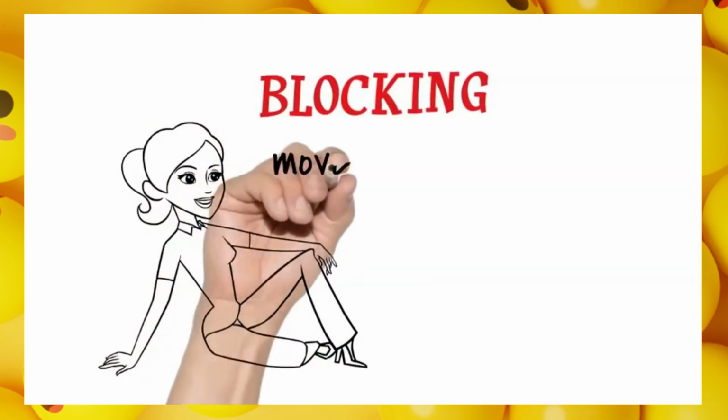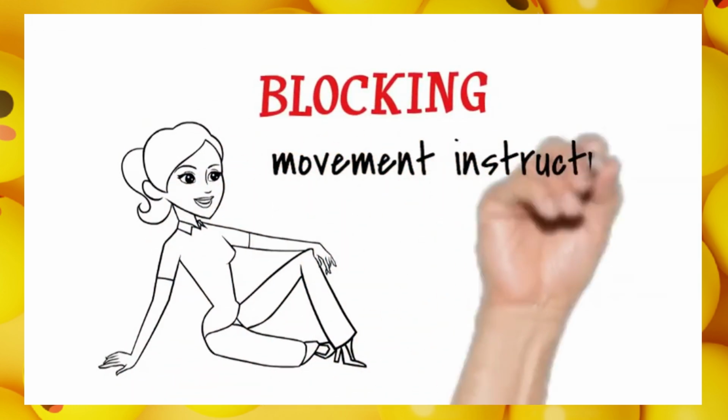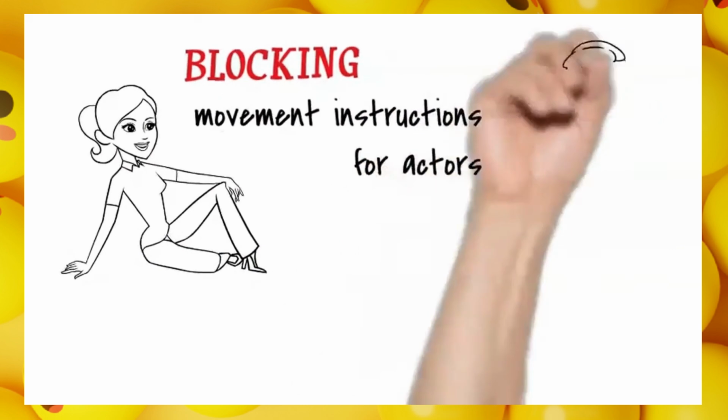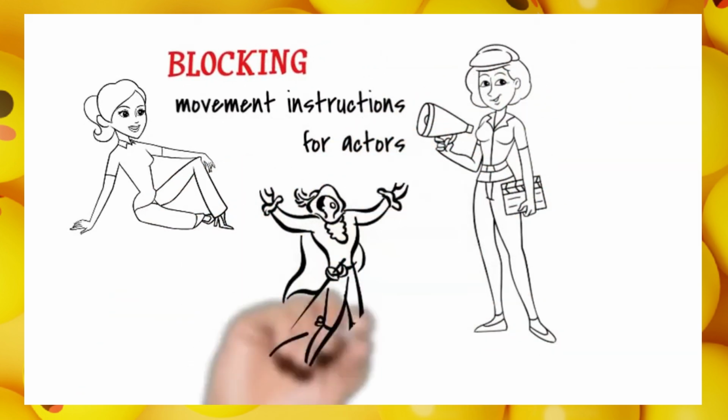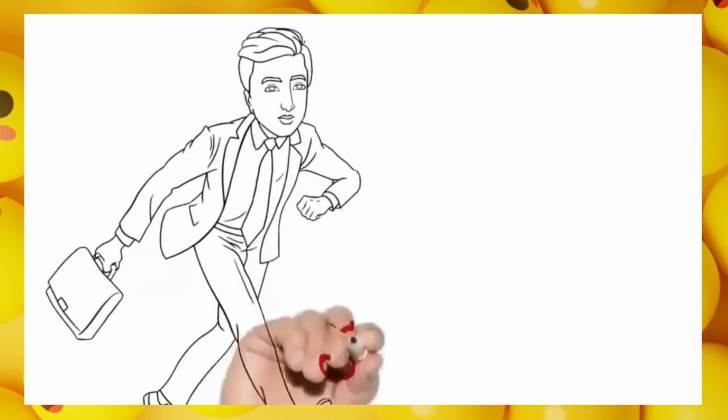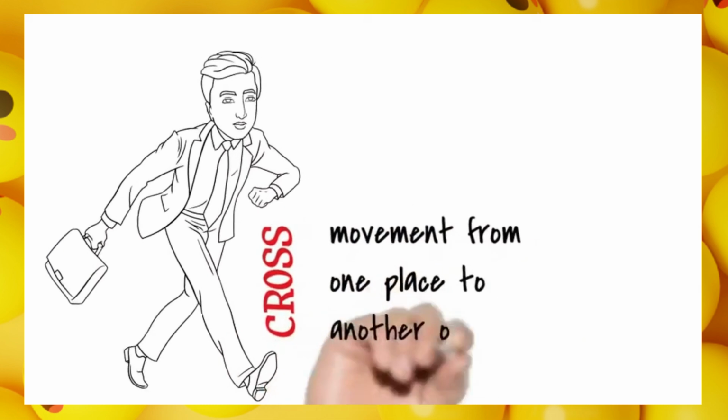We'll begin with blocking. Blocking is movement instructions for actors. Every cross, every entrance, and every line is scripted, either by the director, the actor, the author, or a combination of all of them. This leads us to cross. It's simply movement from one place to another on stage.